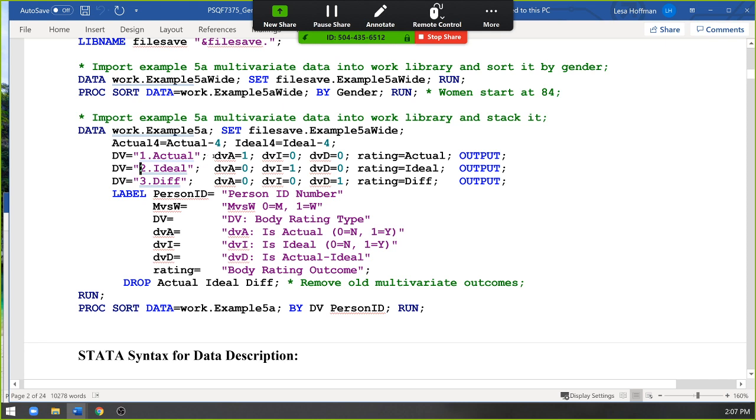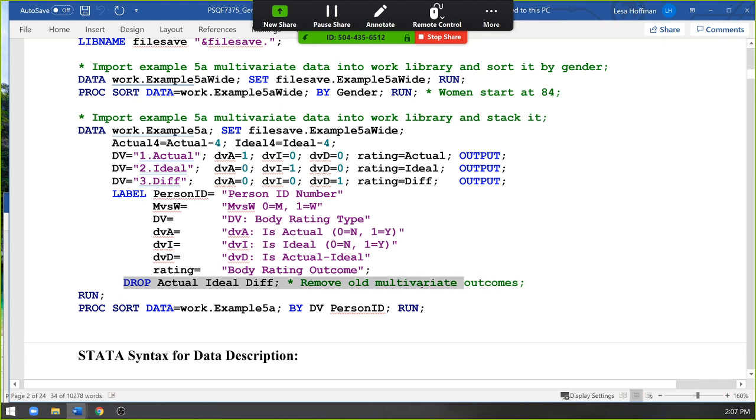So we're creating 5 new columns in total. One of them is DV, 3 dummy coded columns, and then the outcome itself goes here. So this is like a generic column that holds all 3 outcomes simultaneously. And then the dummy codes turn on and off depending on which one you're talking about. And then just adding the labels.